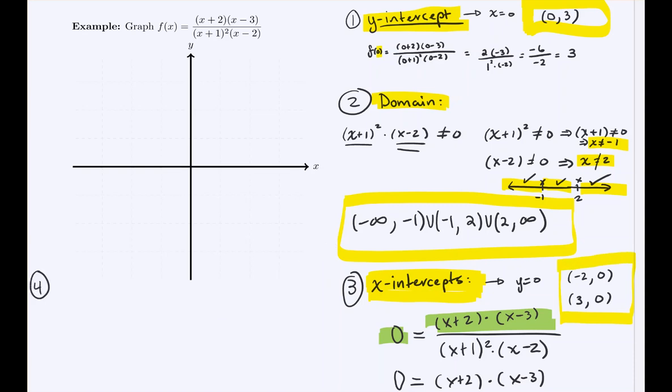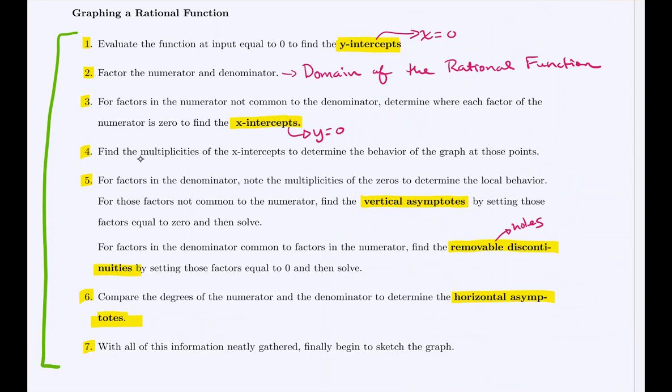Now let's look at step 4. Step 4 is to use the multiplicities of the x-intercepts to determine their behavior. I'm going to say this is what we're going to do while we're graphing. It's easier to do in the moment, but we are going to remember that we need to think about these multiplicities. Again, that will be discussed when we start graphing it. So then step 5, find the vertical asymptotes.